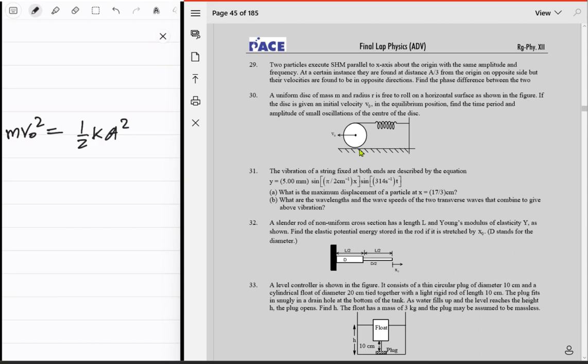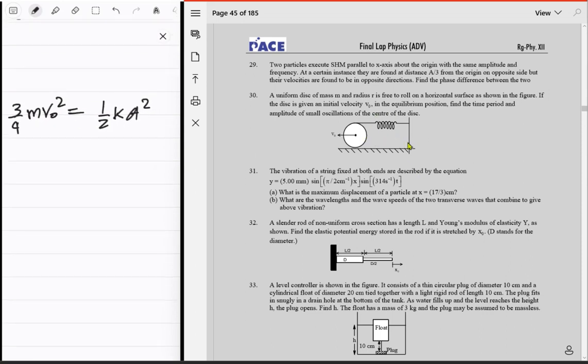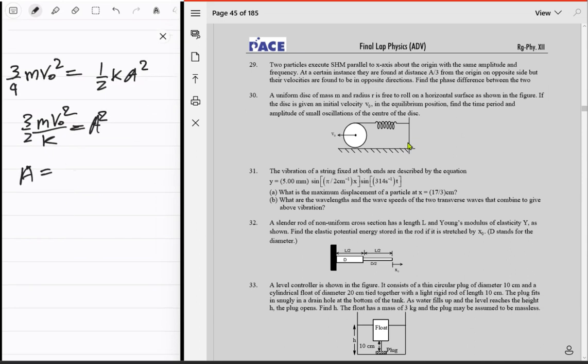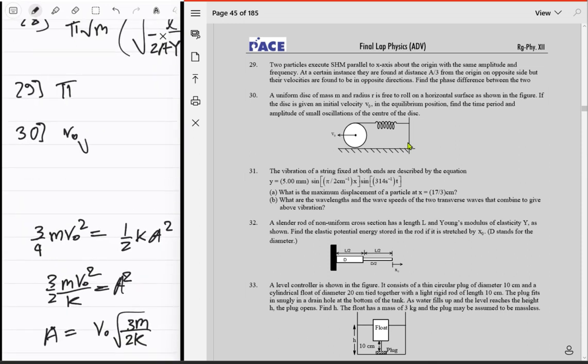Yeah, exactly. Initially unstretched. Small oscillation of the center of disk. What? Small oscillation? That's weird. Okay, so the spring has worked well. I don't know why they said small oscillation. Fine, 3/2 m v naught squared upon k is equal to a squared. A is just equal to what? v naught square root of 3m upon 2k, whatever it is. So that's our amplitude.